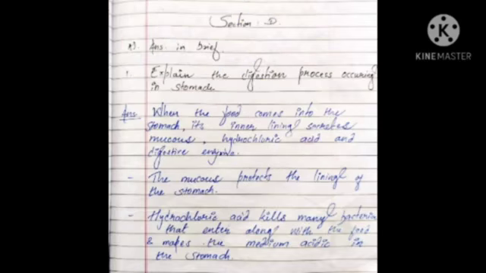Now moving towards chapter number 2, explain the digestion process occurring in stomach. And the answer is, when the food comes into the stomach, its inner lining secretes mucus, hydrochloric acid and digestive enzymes. The mucus protects the lining of the stomach. Hydrochloric acid kills many bacteria that enter along with the food and makes the medium acidic in the stomach.